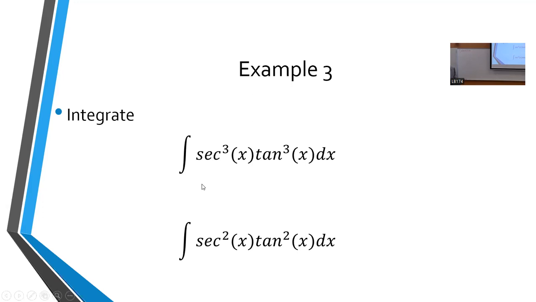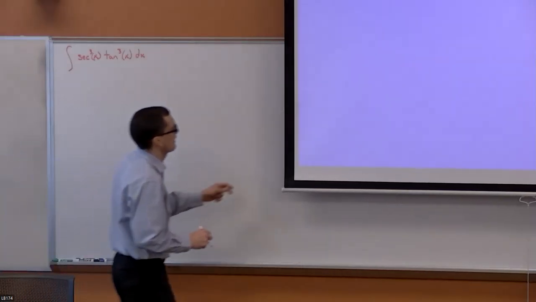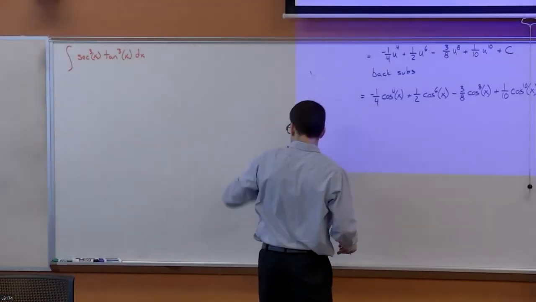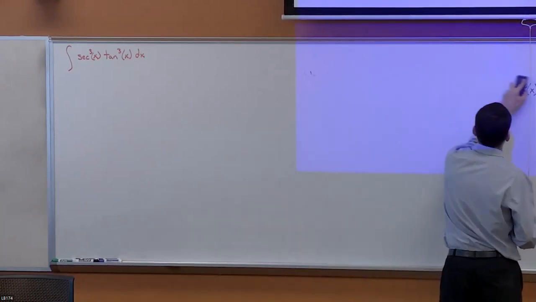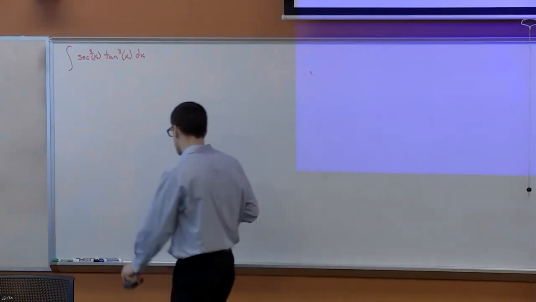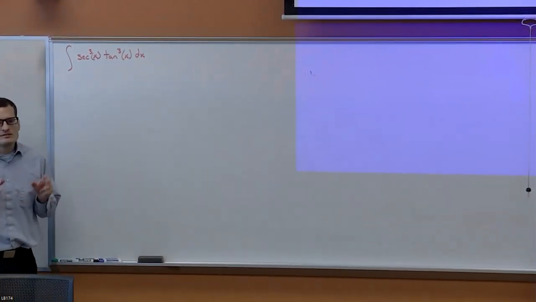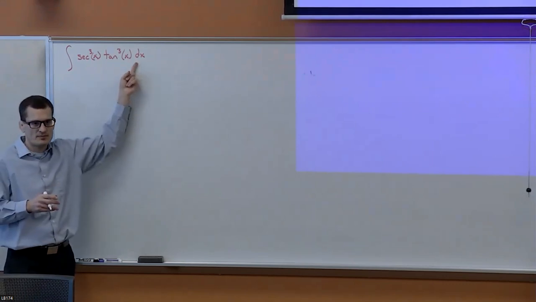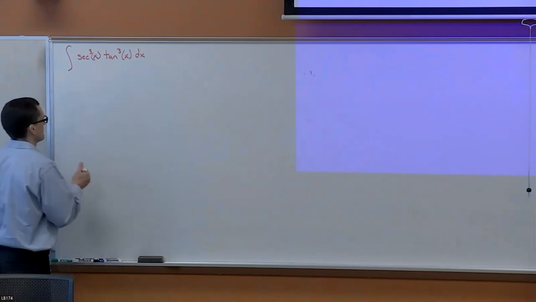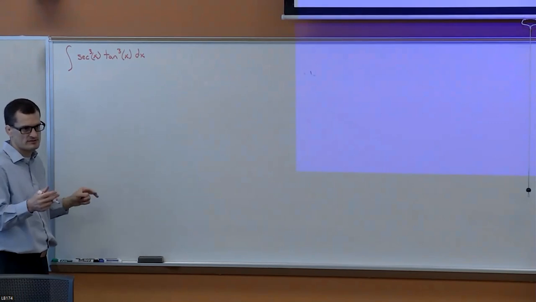Okay, let's just do this first example. Secant to the third times tangent to the third integrated with respect to x. All right. So now here's what you do. So remember, the important part is what you peel off and attach with the dx. Okay, my two options, let's not write these down yet, but I'll talk through them.